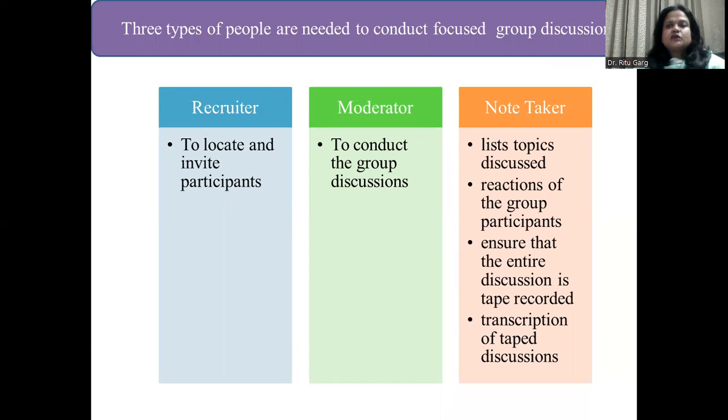Now what are the roles and responsibilities of the recruiters? The recruiters locate and invite the participants for the research to be conducted. Okay. And what are the roles and responsibilities of the moderator? They conduct the group discussion and make sure the group discussions are going in a smooth manner. And what are the roles and responsibilities of the note taker? The note taker lists the topics which are going to be discussed for the research purpose, notes down the reactions of the group participants, ensures that the entire discussion is tape recorded, and transcribes these taped discussions. Okay.